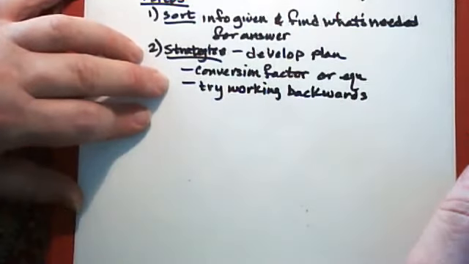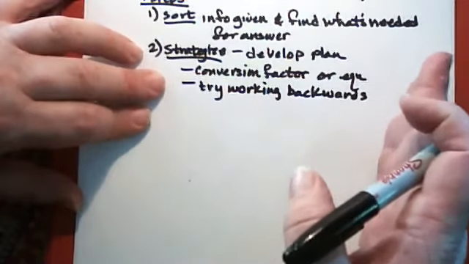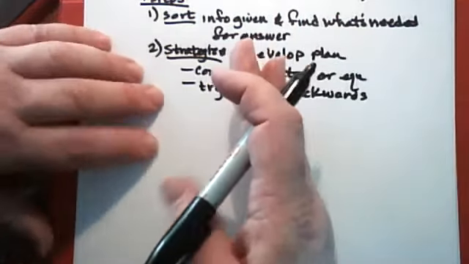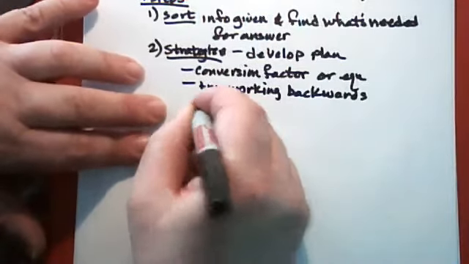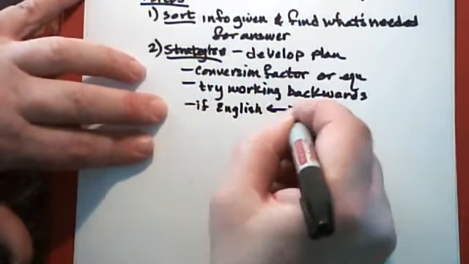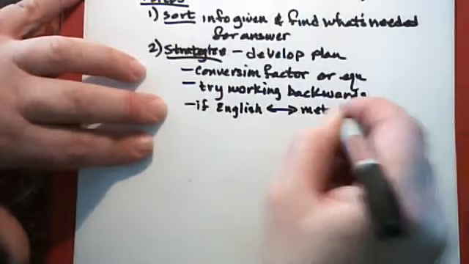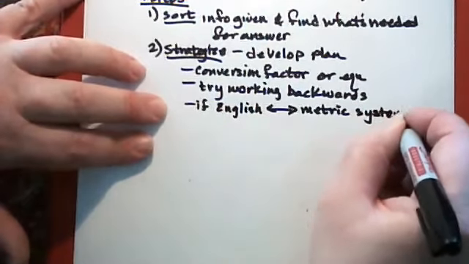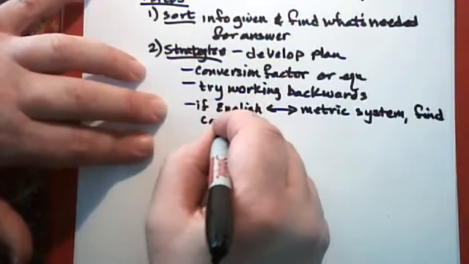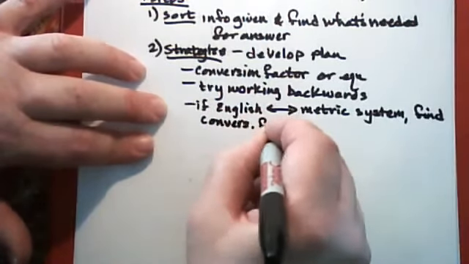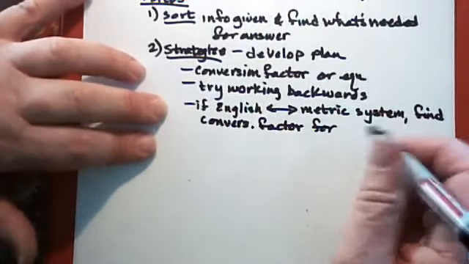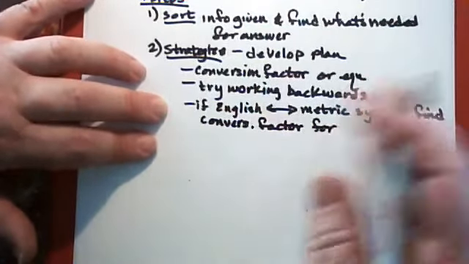Start with the units that you want for the answer and think, okay, how would I get from there back to where we're starting? If you're converting between the English and metric systems, it helps if you first find a conversion factor for crossing over from one system to the other with that type of unit.